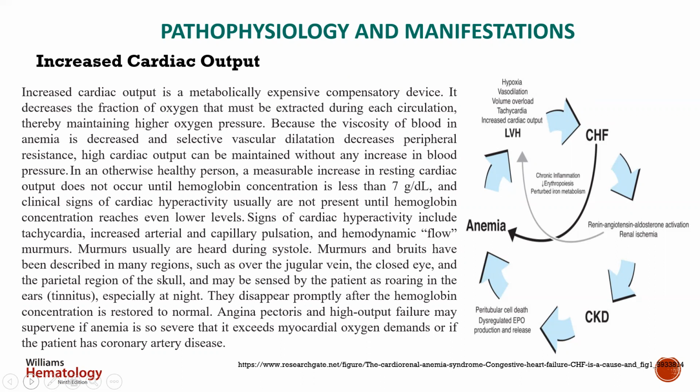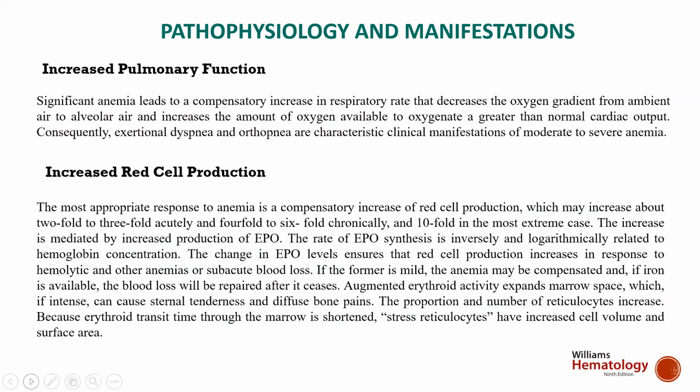Angina pectoris or high output failure may supervene if anemia is so severe that it exceeds myocardial oxygen reserves, or if the patient has coronary artery disease. Anemia leads to a compensatory increase in respiratory rate that decreases the oxygen gradient from ambient air to alveolar air and increases the amount of oxygen available to oxygenate a greater than normal cardiac output. Consequently, exertional dyspnea and orthopnea are characteristic clinical manifestations of moderate to severe anemia.